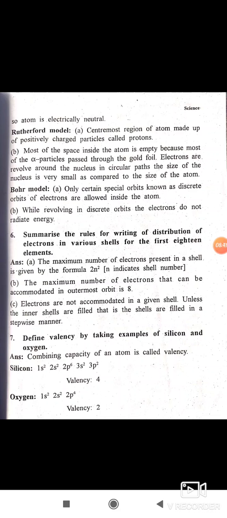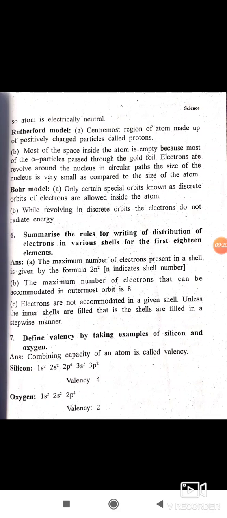Summarize the rules for writing of distribution of electrons in various shells for the first 18 elements. So the maximum number of electrons present in a shell is given by the formula 2n square. Here n indicates the shell number. The maximum number of electrons that can be accommodated in outermost orbit is 8. So electrons are not accommodated in a given shell unless the inner shells are filled, that is the shells are filled in a stepwise manner.